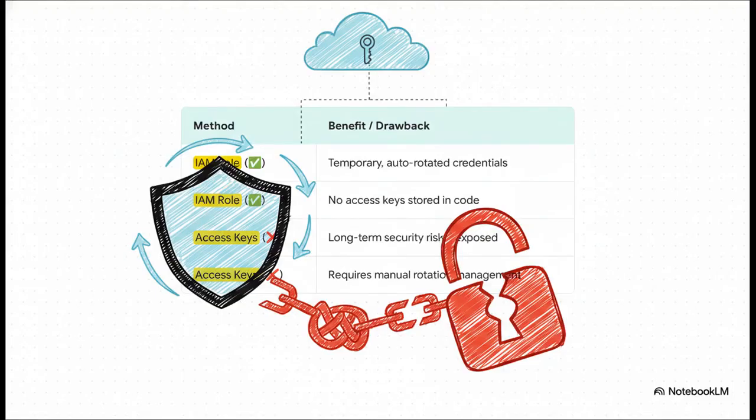So why is this the winner? Here's the most important part. Using an IAM role means you never, ever have to store long-term access keys on that EC2 instance. The credentials are temporary, they're rotated automatically by AWS, and there are no secrets hiding in your code. Storing static keys is a giant security risk, and I promise you, it is always the wrong answer on the exam. Always choose roles for AWS services.